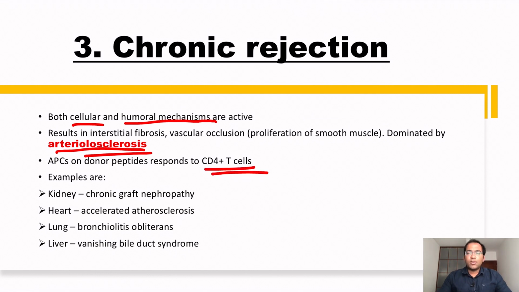Now what are the examples of chronic rejection? Let's see. It happens in kidney, and that's called chronic graft nephropathy. In heart, that is the accelerated atherosclerosis. In the lung, we call it bronchiolitis obliterans. And the last but not the least, liver, is vanishing bile duct syndrome.